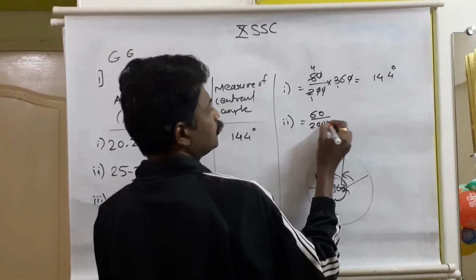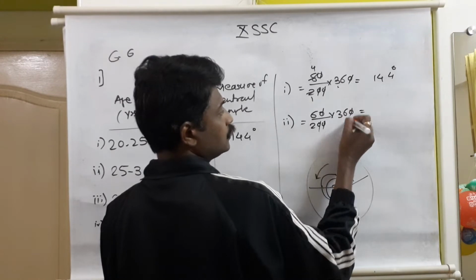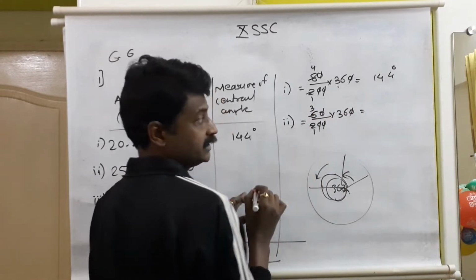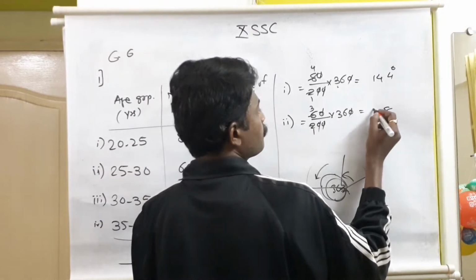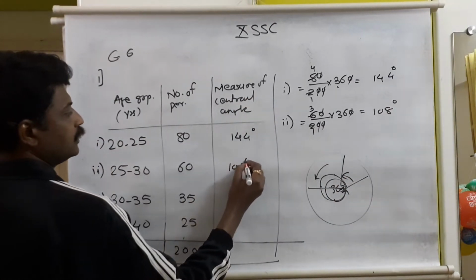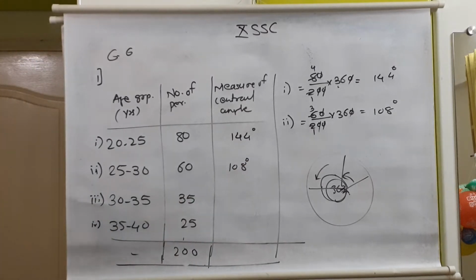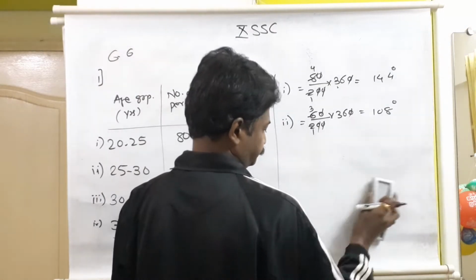60 out of 200, then out of 360, how many? The zeros get cancelled, 2 1s are 2, 2 3s are 6. 3 into 36, 108 degree. So 108 degree will be the angular measurement for the 25 to 30 age group.